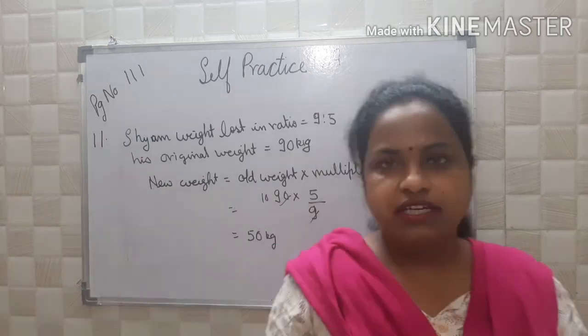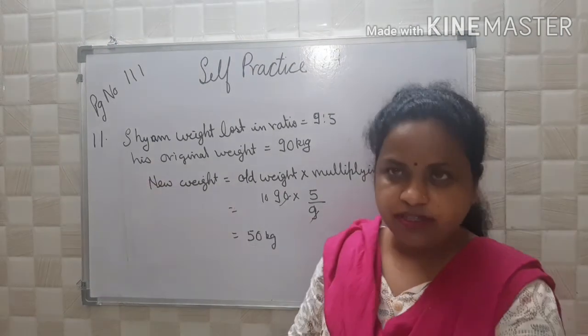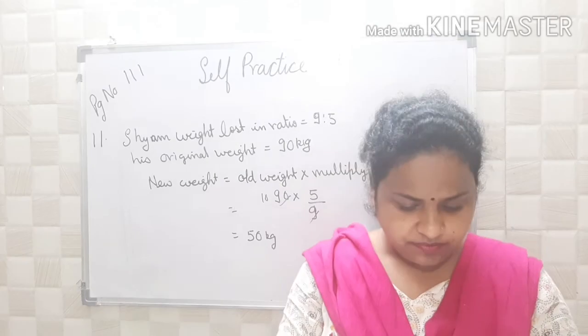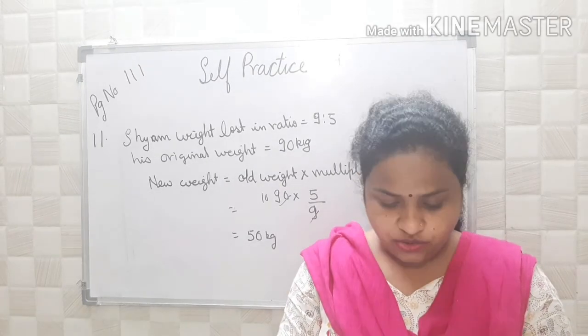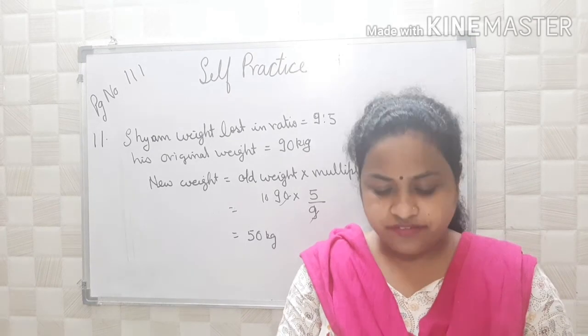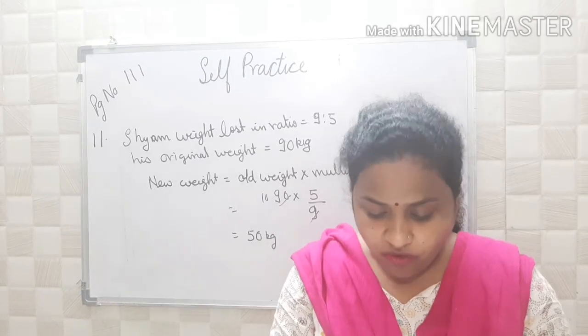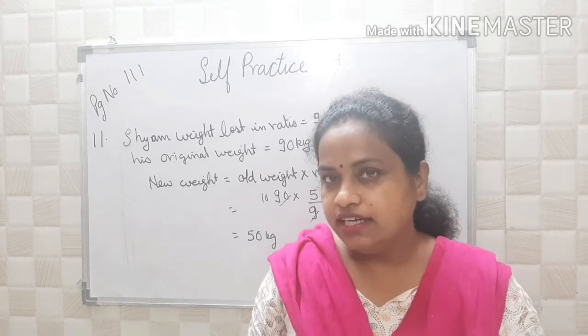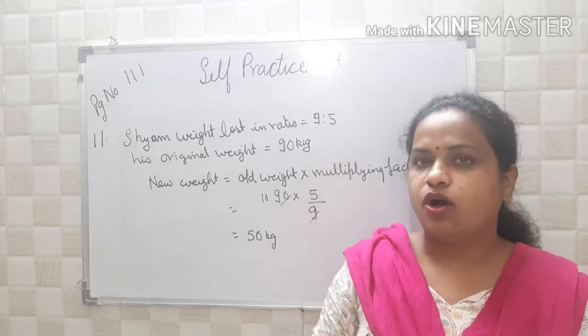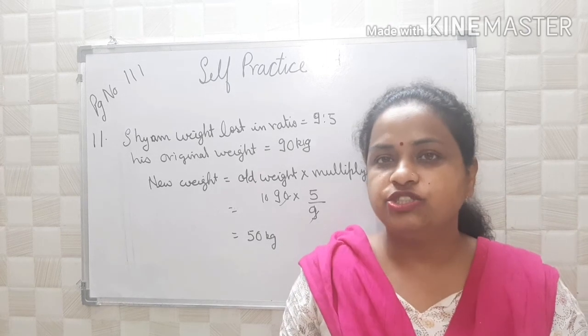Now, question number 11. What is there in question number 11? Firstly, let me read the question. Shyam lost his weight in the ratio 9:5. His original weight was 90 kg. What is his new weight? What is asked here? Shyam lost weight. How much did he lose? In the ratio 9:5.